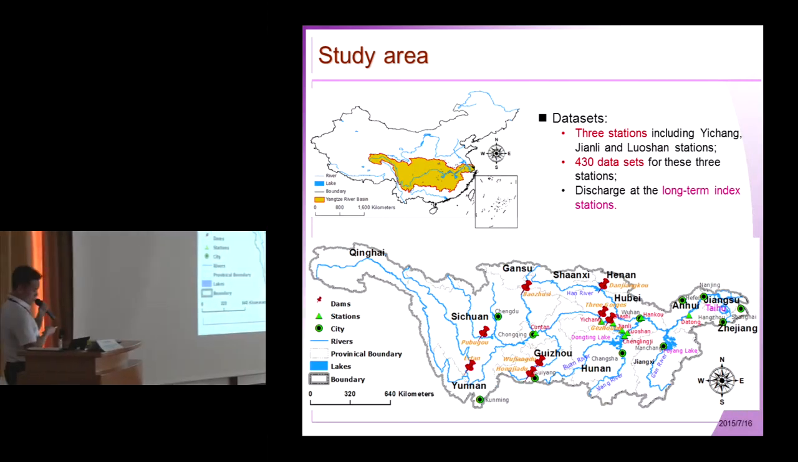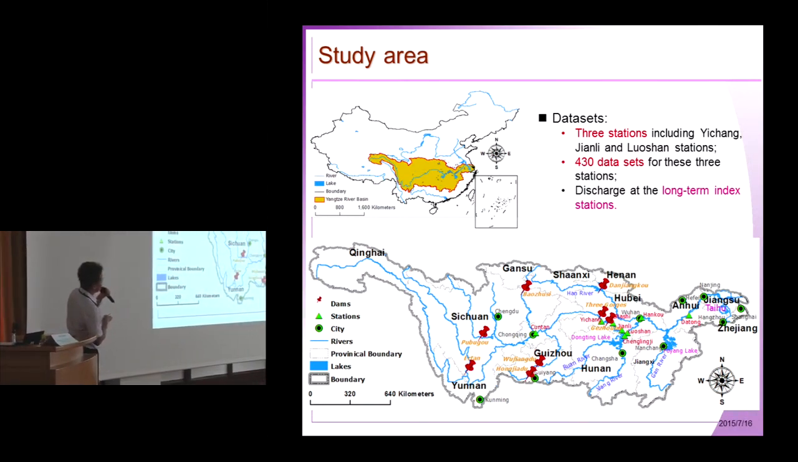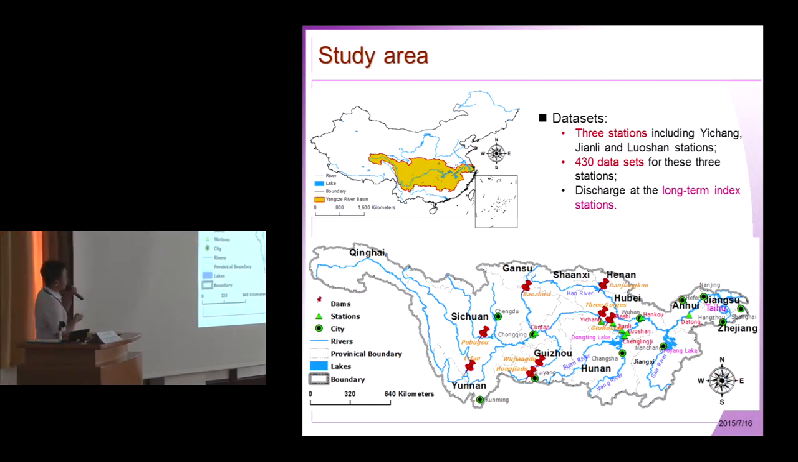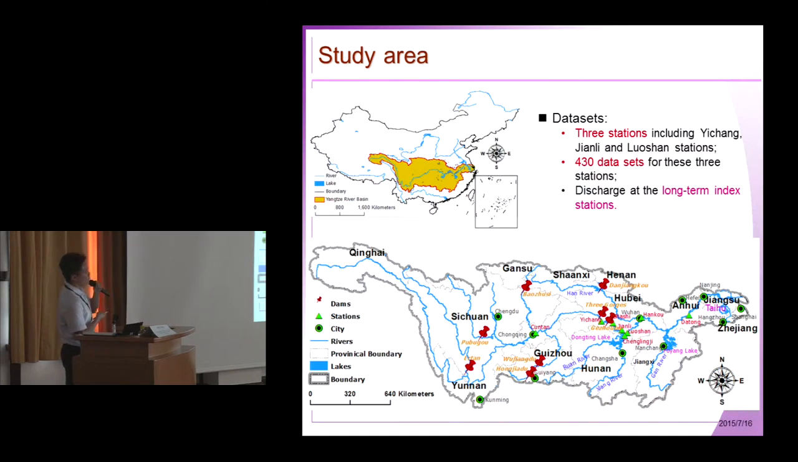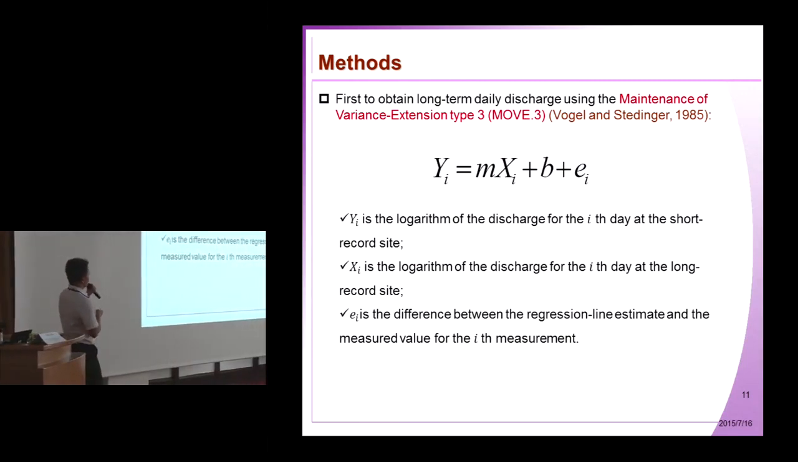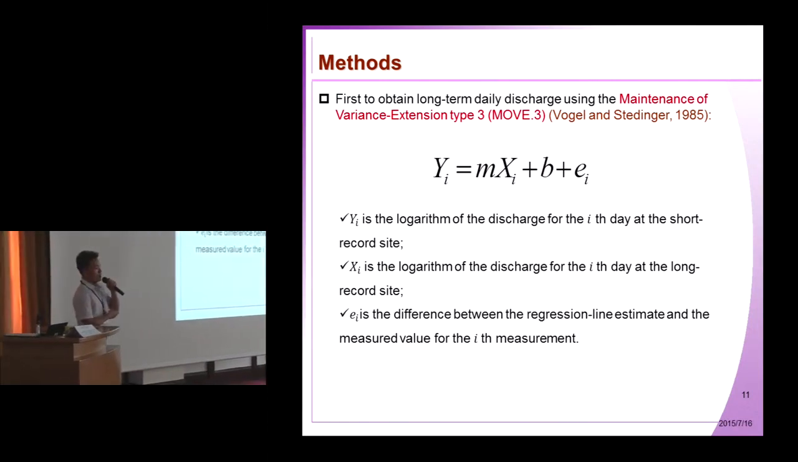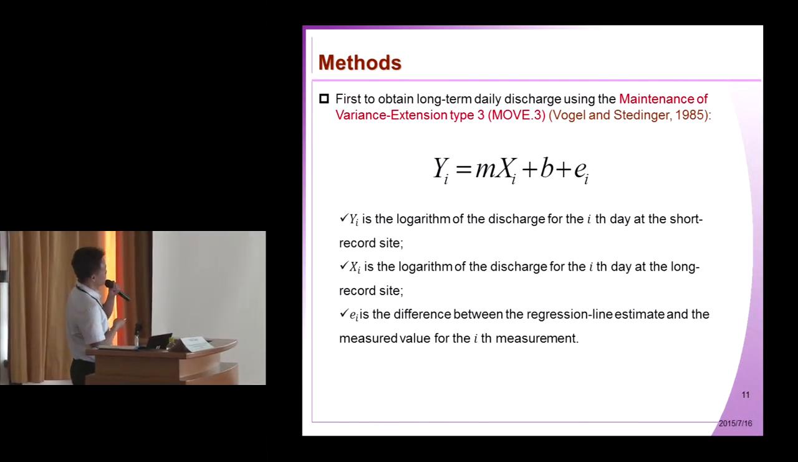But for the sediment concentration, we cannot get the daily data. Usually in one month we only have maybe 10 or 20 samples. So based on this data, we need to estimate the monthly data. Usually we use this equation to extend the station's discharge, and then we get it for every day. This is how to extend the discharge for each station.